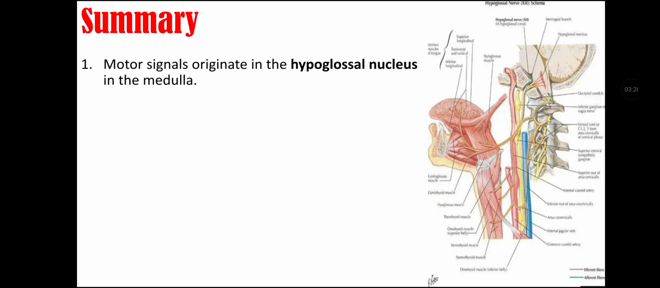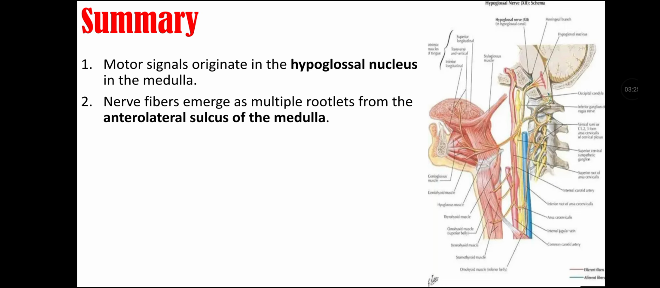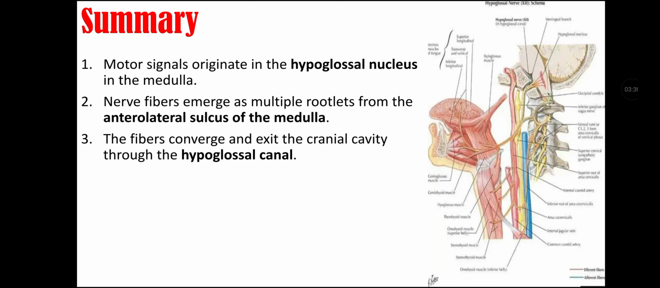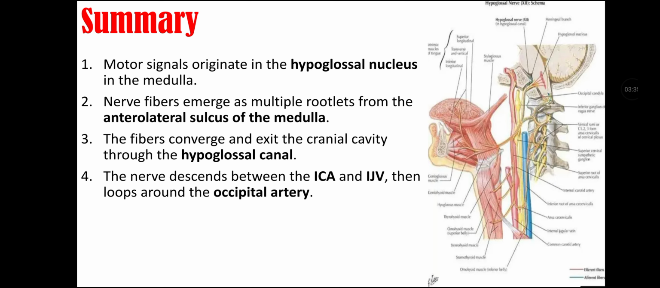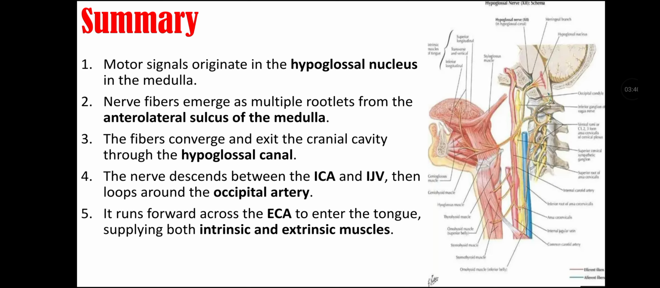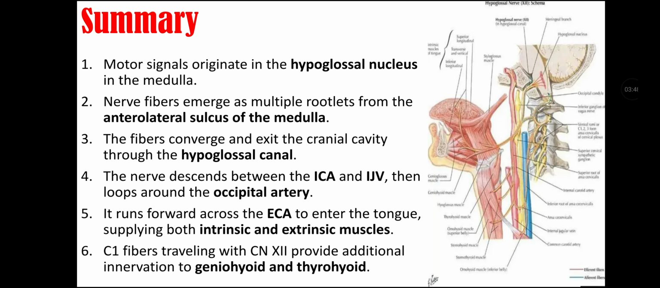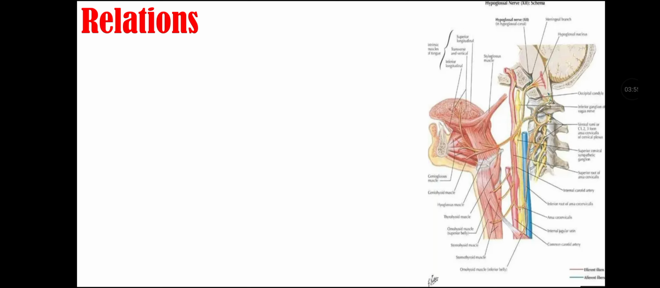Summary. The motor signal originates in the hypoglossal nucleus in the medulla. Then nerve fibers emerge as multiple rootlets from the anterior lateral sulcus of the medulla. These fibers converge and exit the cranial cavity through the hypoglossal canal, and then the nerve descends between internal carotid artery and internal jugular vein, then loops around the occipital artery. It runs forward across the external carotid artery to enter the tongue, supplying both intrinsic and extrinsic muscles. C1 fibers traveling with the 12th cranial nerve provide additional innervation to geniohyoid and thyrohyoid muscle.